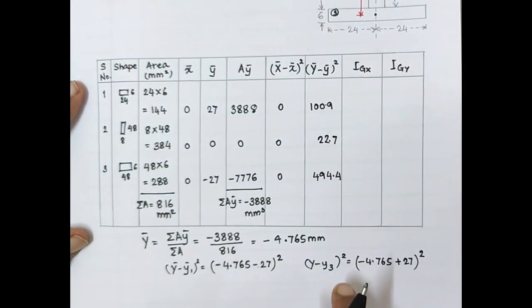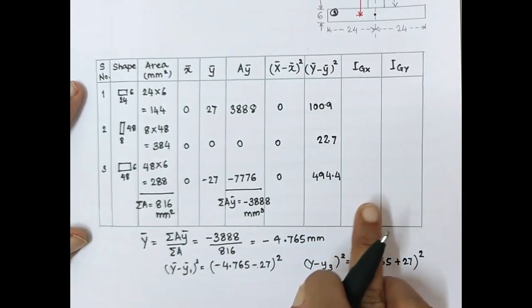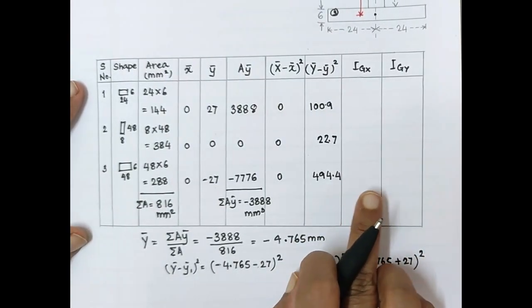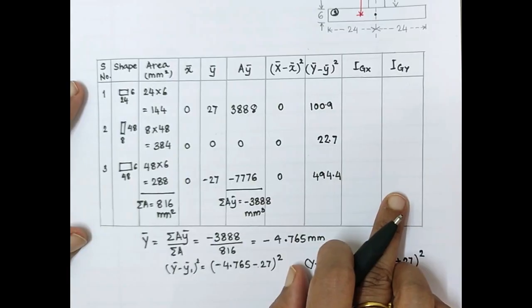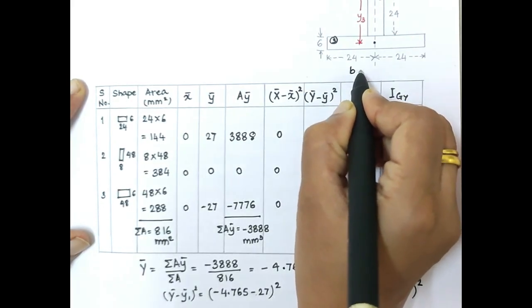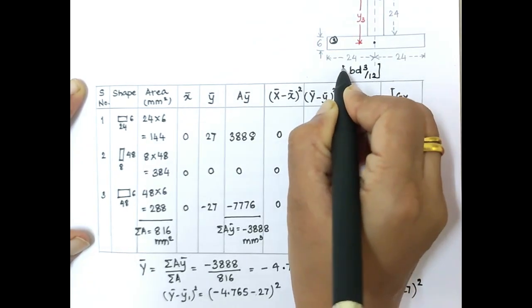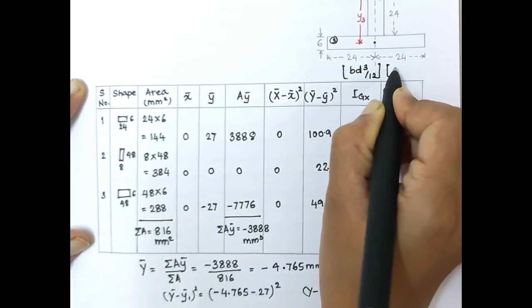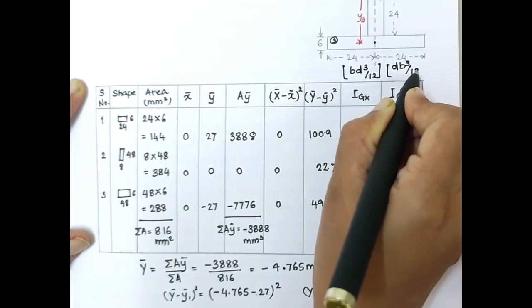Now what we have to do next is calculation of IGX and IGY. Now what is IGX and IGY? It is simply the centroidal moment of inertia about x and centroidal moment of inertia about y. These have definite formulas. So IGX is given by BD cube by 12 and IGY is given as the opposite, that is DB cube by 12.